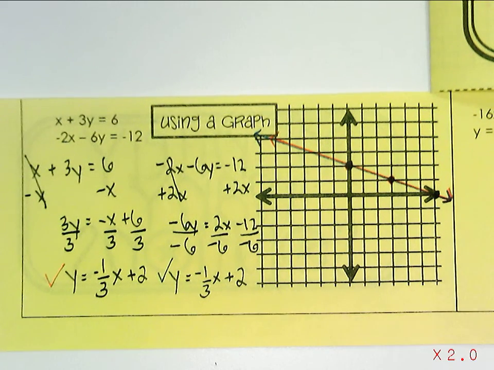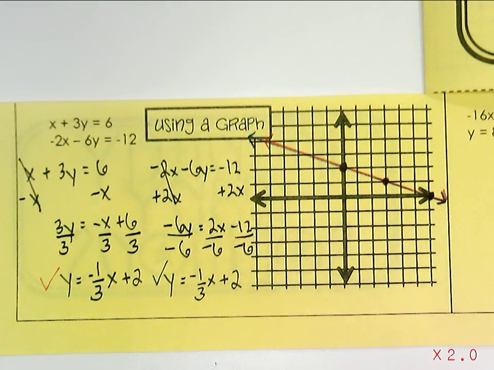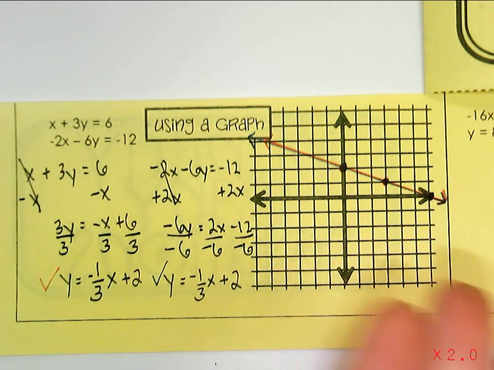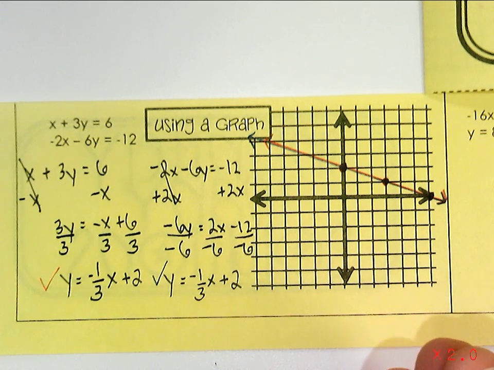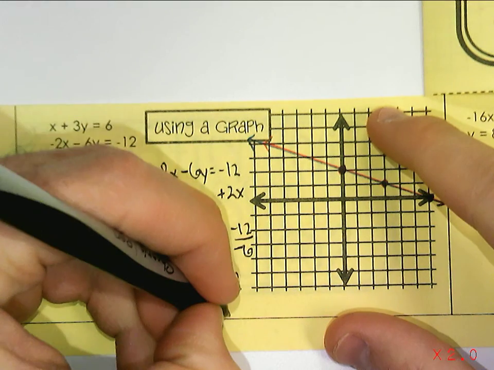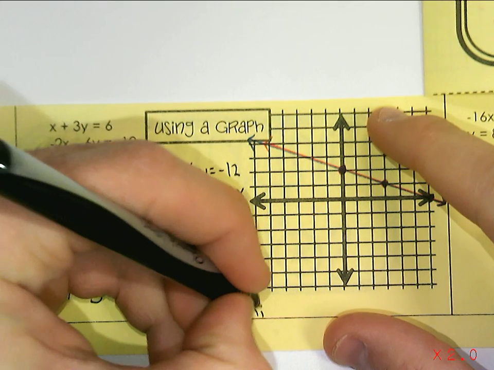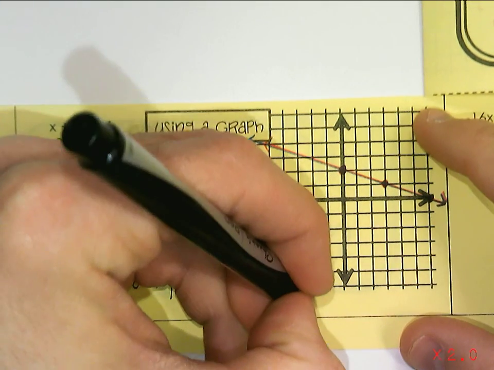That these are the same exact lines. They have the same slope and same y-intercept. So that means that one line is right on top of the other. So this means that we have infinitely many solutions.